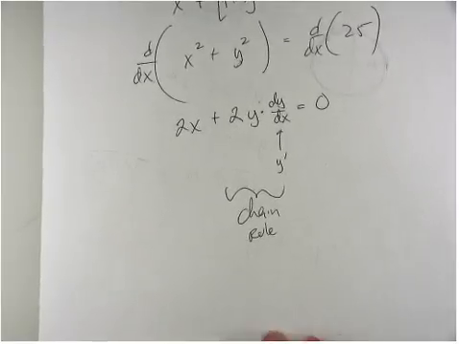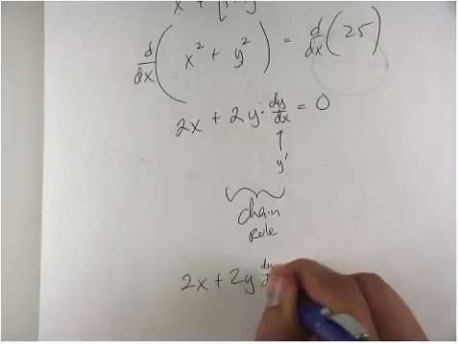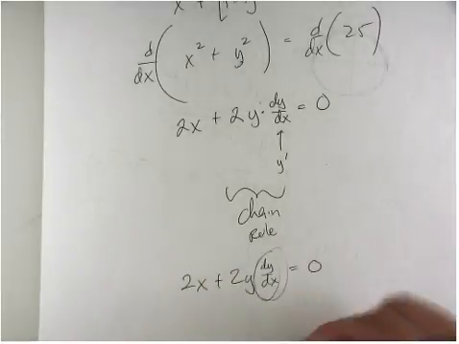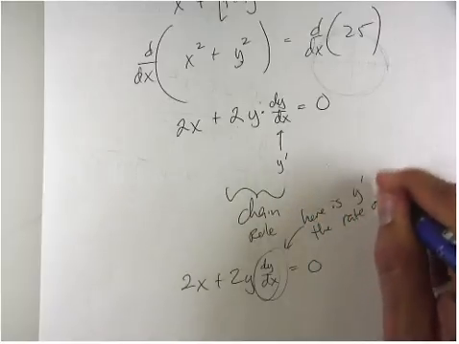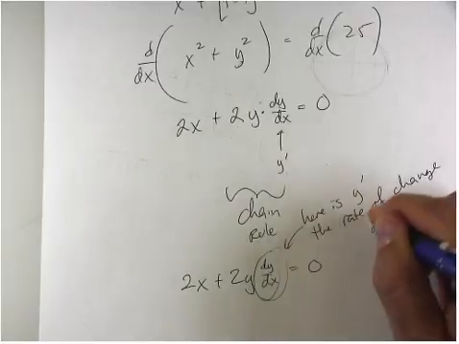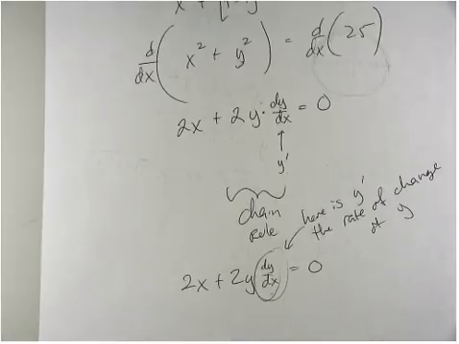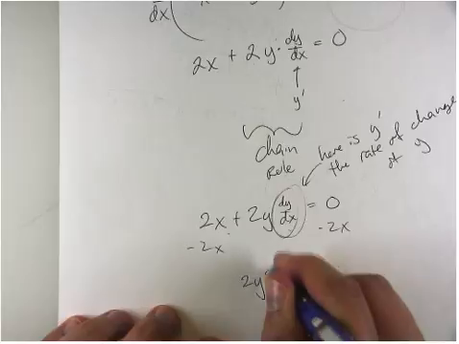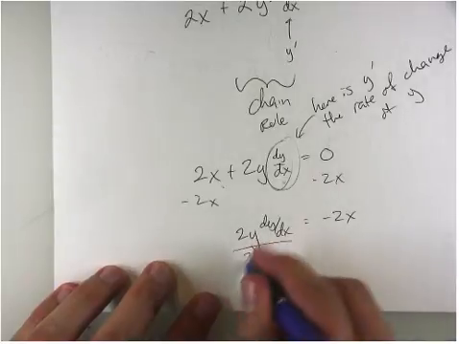Right? So what I really have here is 2x plus 2y dy dx is equal to 0. And this is what I want, right? This is what I'm after. I'm interested in dy dx. So let's solve for it. Let's try to get it alone. I'm adding 2x, so let's subtract 2x. I'm multiplying by 2y, so let's divide by 2y.